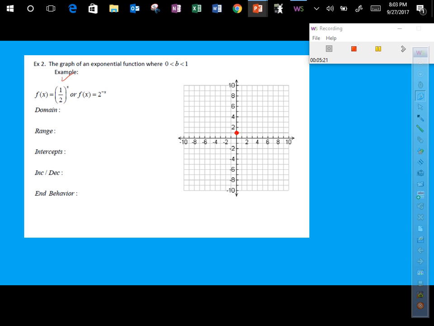If I let x be 1, 1/2 to the first is 1/2. If I let x be 2, I'm going to have 1/4. If I let x be negative 1, though, that's going to be equivalent to 2 to the first. So at negative 1, I've got 2. At negative 2, I'm going to have 4. At negative 3, I'm going to have 8. So guys, my exponential decay model looks like this.